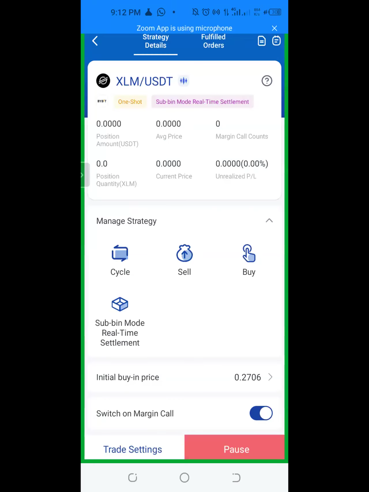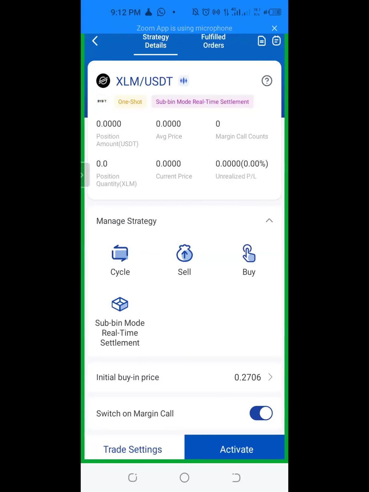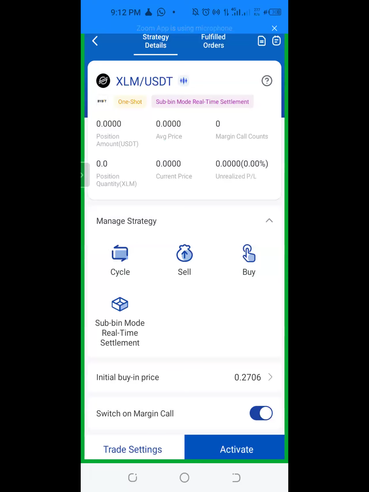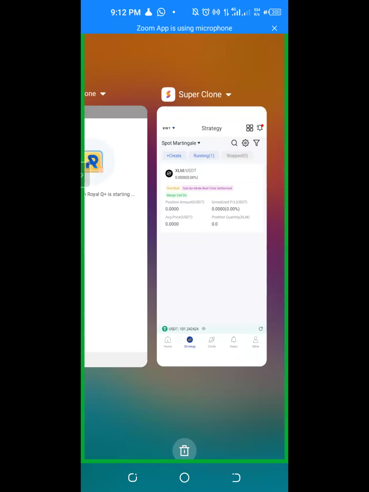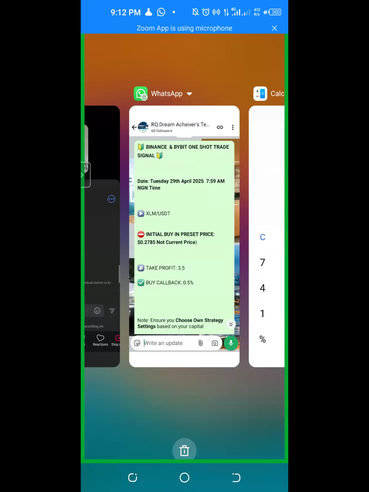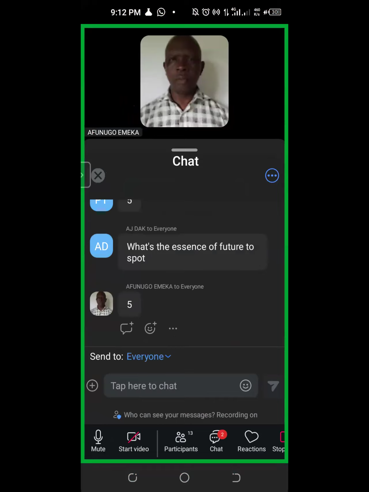So for you to edit it, pause first, confirm, then you put your number inside that place, then you can now change it to the new price you want. Then you activate. So until the coin goes down to that price, the bot will not trigger to start running, because we want to buy cheaper so that I can get more.